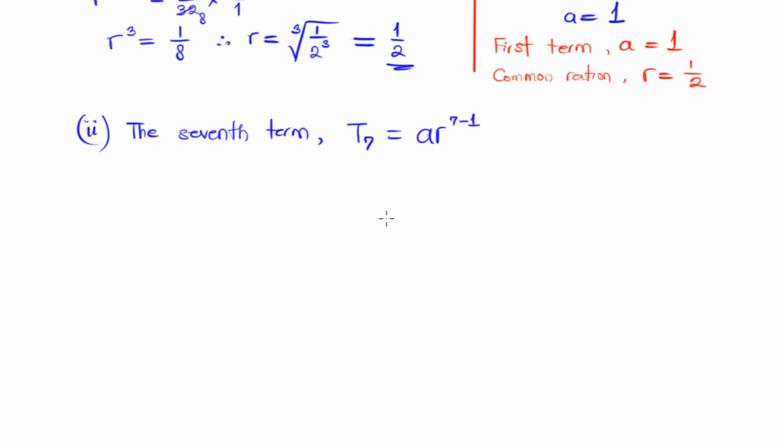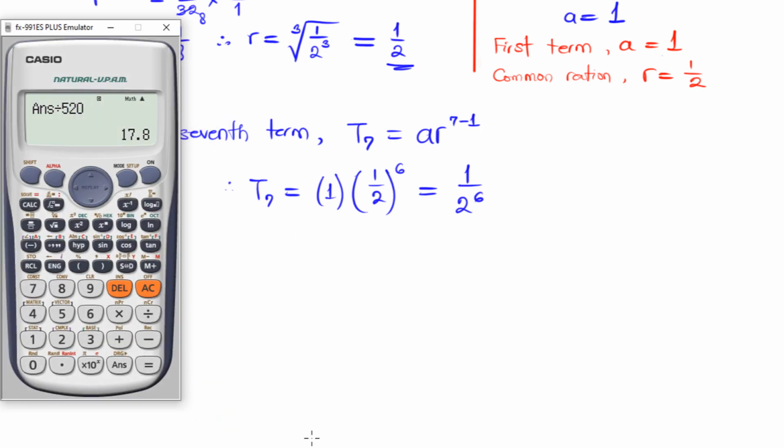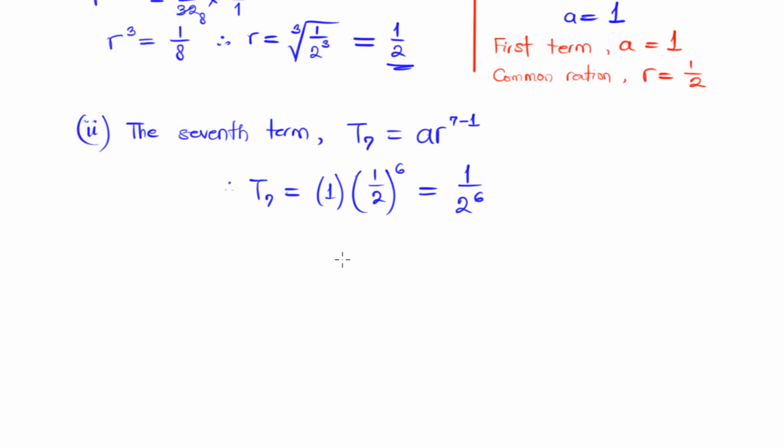So 7 in the place of n, then we know our first term a and the common ratio r, such that T7 will be 1 multiplied by 1 over 2 raised to the power 7 minus 1 is 6. So that's raised to the power 6. So this is 1 over 2 raised to the power 6. 2 raised to the power 6 is 2 in 6 places. So if you want to use the calculator for that, 2 raised to the power 6, that's 64. So the seventh term for this geometric progression is 64. And that is all there is to this question.